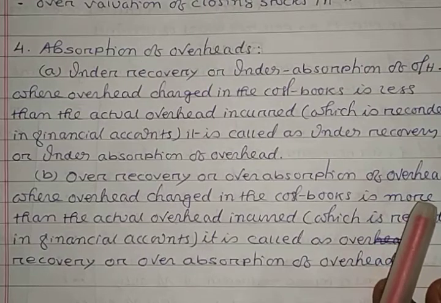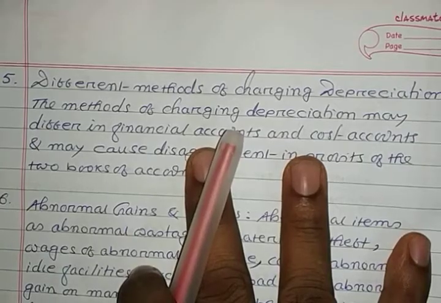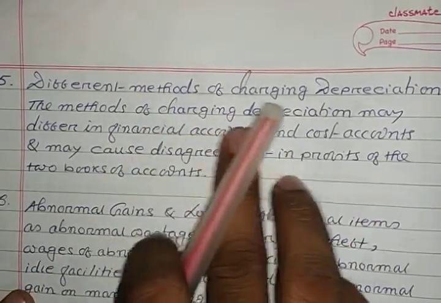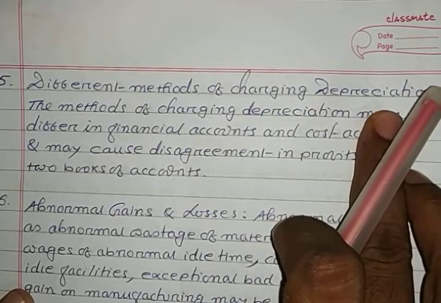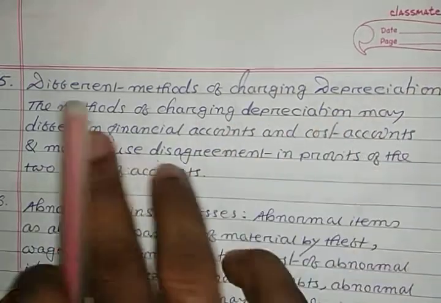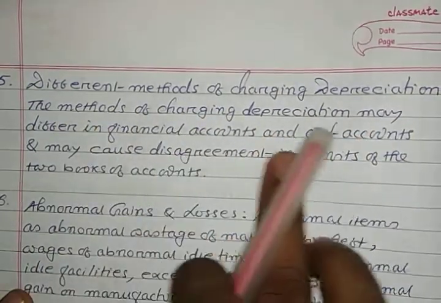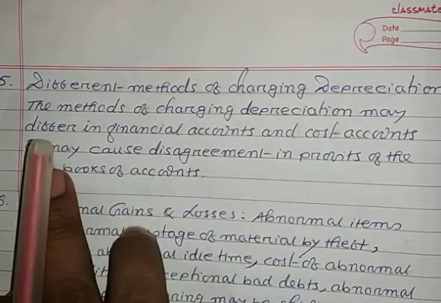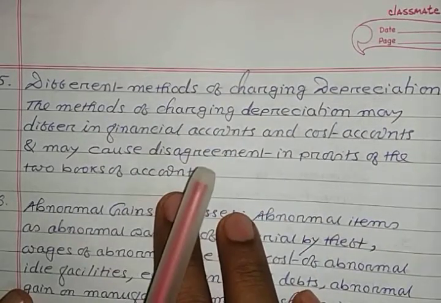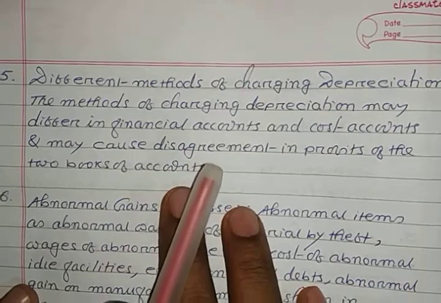After that, the next reason, point number 5. The next reason for disagreement in profits is the different methods of charging depreciation. It is related to depreciation. The methods of charging depreciation may differ in financial accounts and cost accounts, right? And may cause disagreement in profits of the two books of accounts. So this is one of the reasons for disagreement in profits.